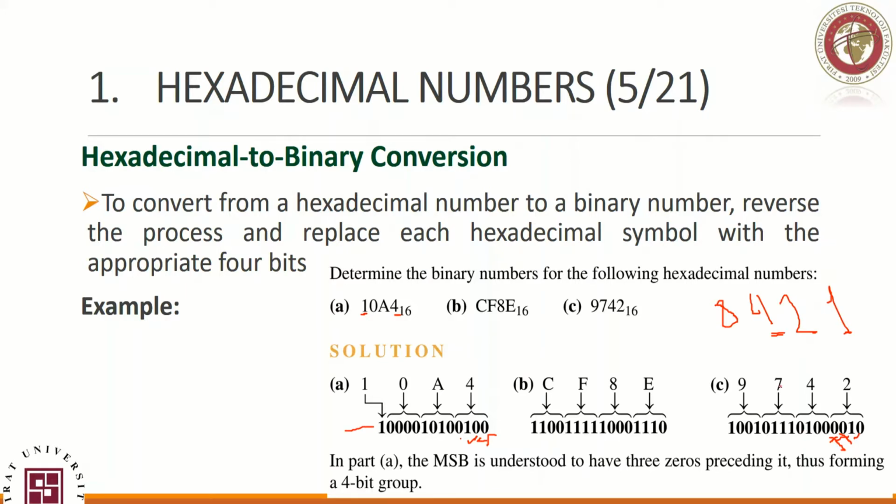Let's apply to 7. 7 is composed of what? Not 8, for sure it's less than 8. It is composed of 4 plus 2 plus 1. 8 is not there, 0. 4 plus 2 plus 1. 0, 1, 1, 1. Take 9. 9 is composed of 8 plus 1. We have 8, we have 1, 4 and 2 are not there, or they are zeros. 1, 0, 0, 1. And that's it.